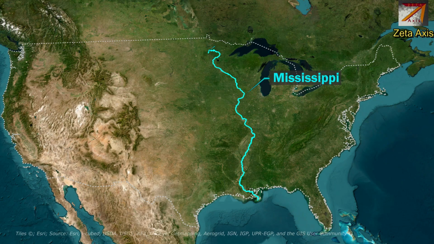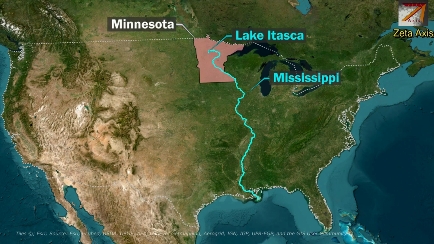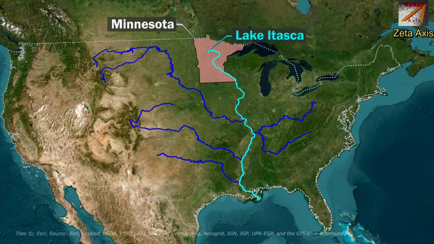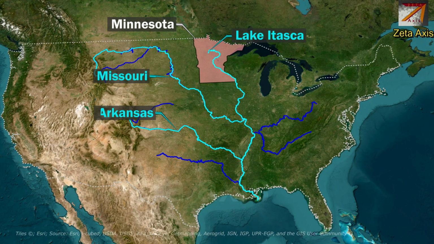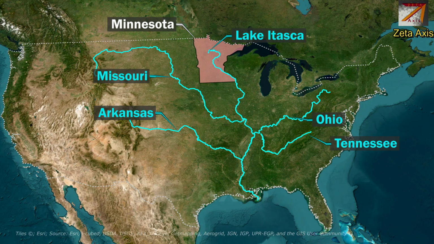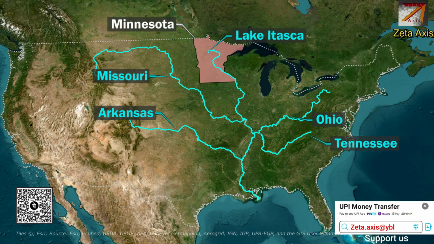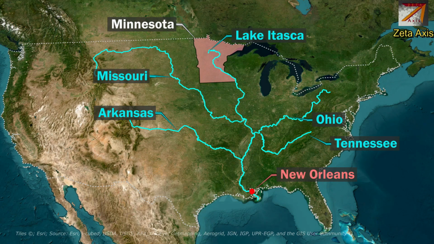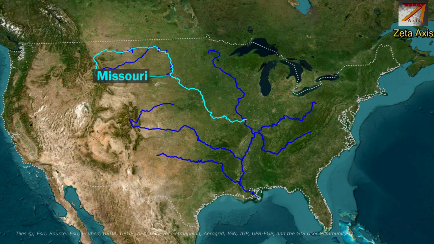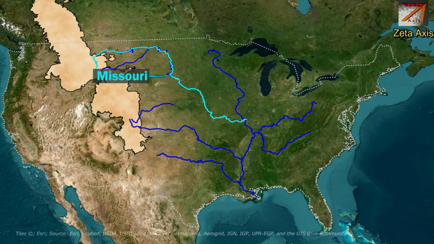It rises in Lake Itasca in Minnesota and flows south across the continental interior, collecting the water from its major tributaries. The important western tributaries of the Mississippi River are the Missouri River and Arkansas, while the important eastern tributaries are the Ohio River and Tennessee River. Finally, the Mississippi River empties into the Gulf of Mexico near New Orleans, forming a large delta. The next important river is the Missouri River, which is an important tributary of the Mississippi River. The Missouri River originates in the northwestern region of the US and in the Rocky Mountains.